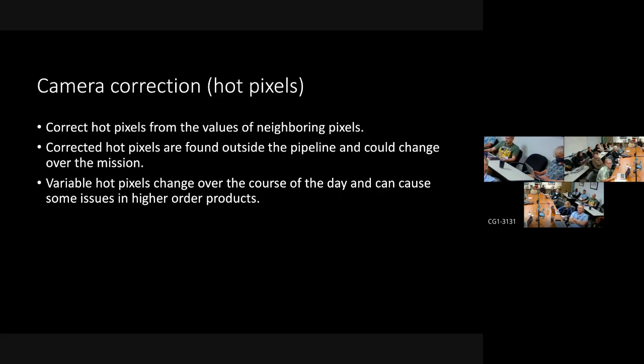Okay, and then there's a camera correction. So there's some hot pixels, pixel values that are kind of just stuck on. And these are also found outside the pipeline. Steve has a way to detect these and gives me a file that has the locations of them. And then for each of those locations, neighboring pixels are used to compute the value at the missing place.